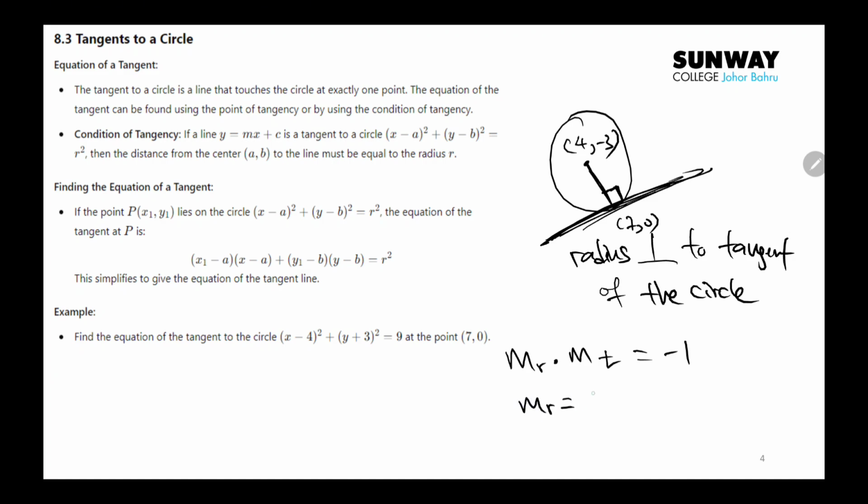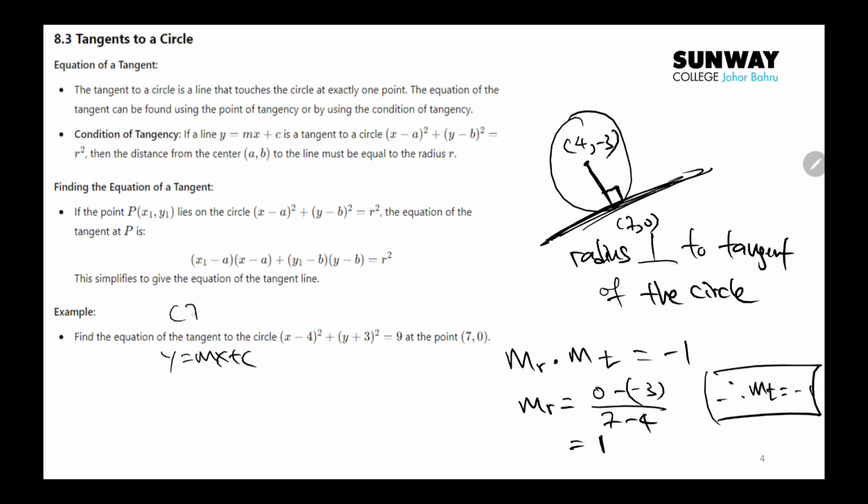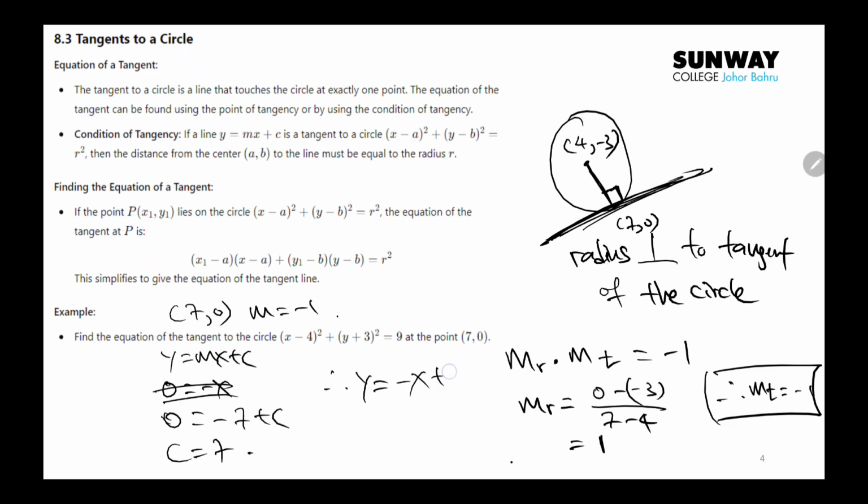The gradient of the radius equals (0 - -3) / (7 - 4), and that is +1. Therefore, the gradient of the tangent has to be -1. Then substitute into y = mx + c. The point is (7, 0), gradient -1. So 0 = -7 + c, c = 7. Therefore, y = -x + 7 has to be the tangent of this circle at this particular point, (7, 0).